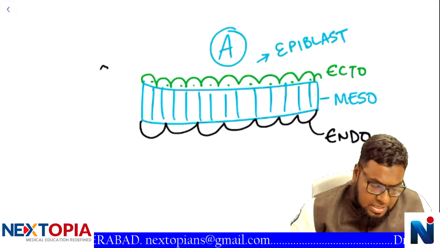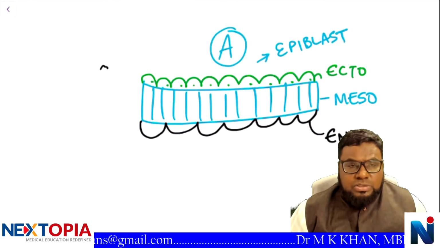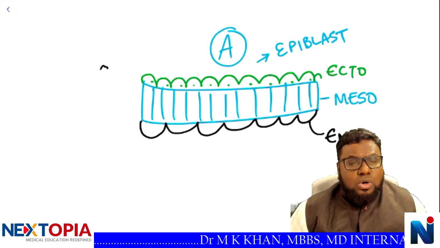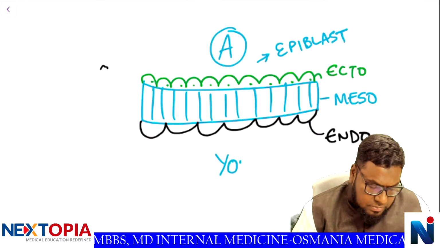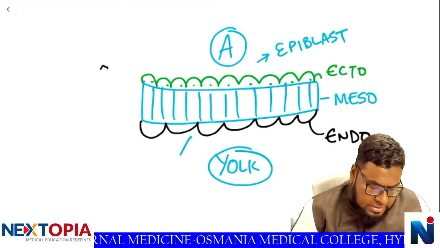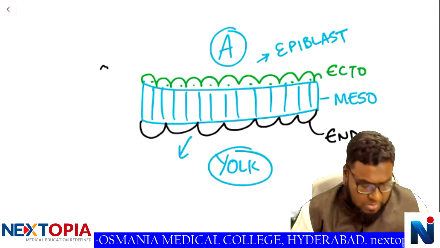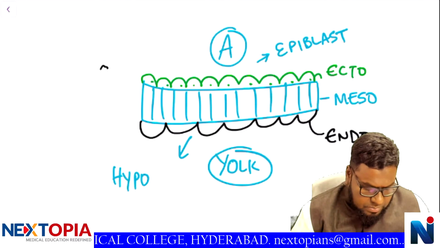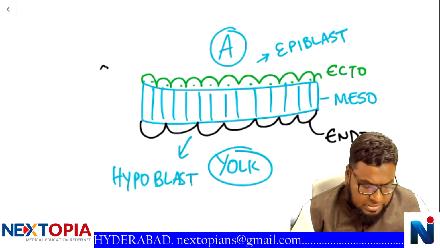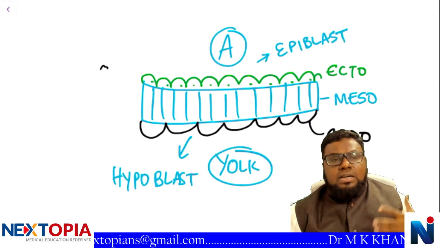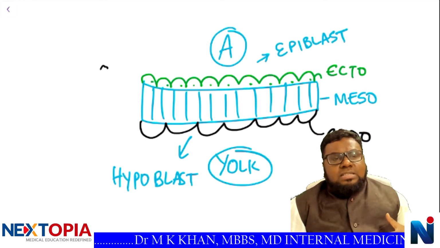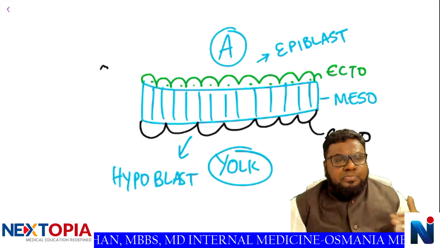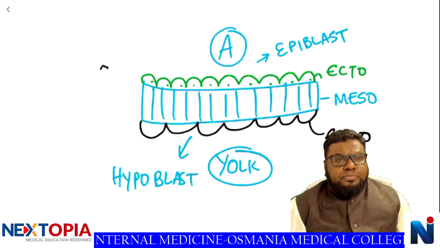So I have just enlarged the image here. Epiblast, which is close to the amniotic cavity. The lower cells which are close to the yolk sac, you are calling it as a hypoblast. What is the significance of this? You will understand once we start discussing the organ systems. So lower cells are hypoblasts, upper cells are the epiblast.